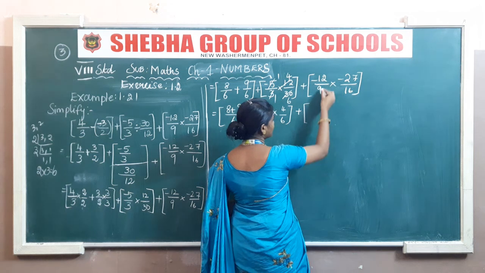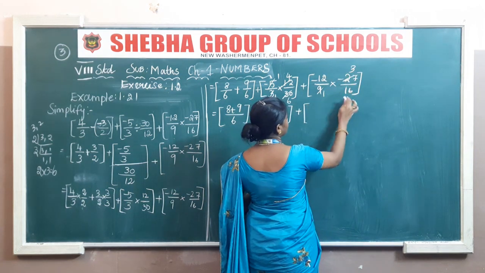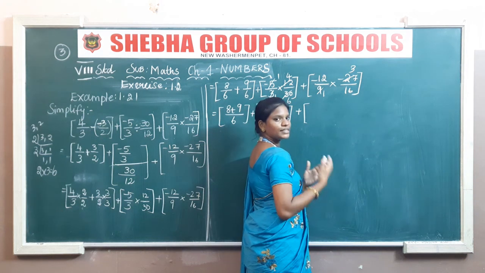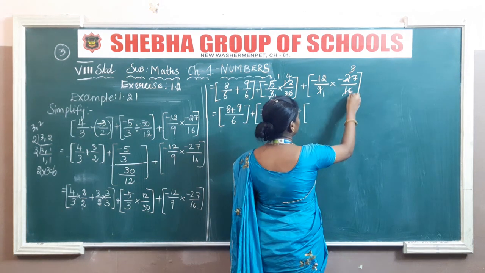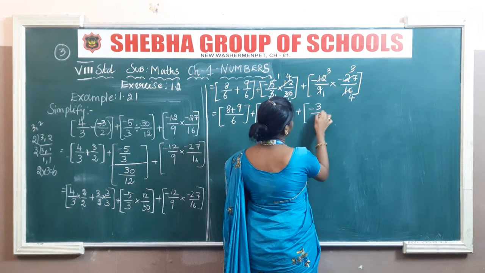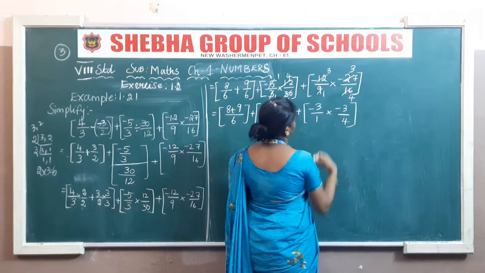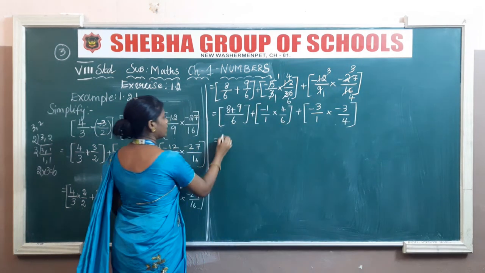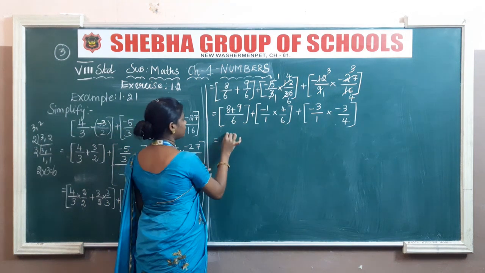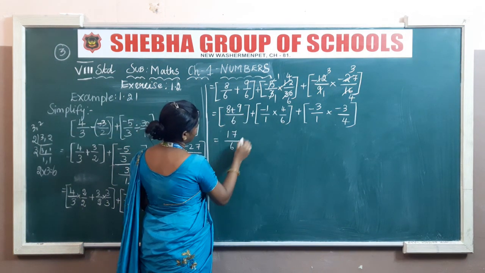We have to cancel it: 9 ones are, 9 threes are 27. 12 and 16 are there, so we cancel in the 4 table: 4 fours are, 4 threes are 12. Then the value is minus 3 by 1 into minus 3 by 4. Okay, 8 plus 9 should be 15. Sorry, 17 by 6 plus.